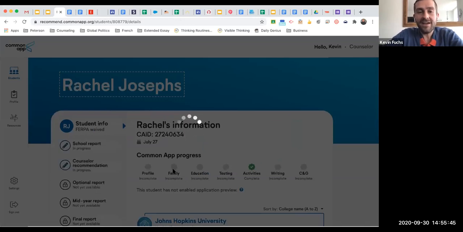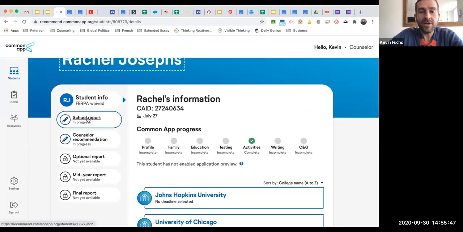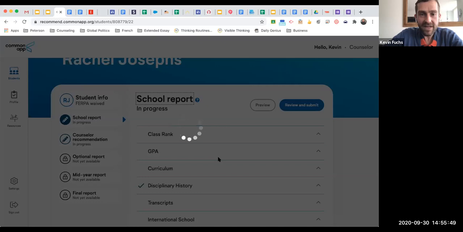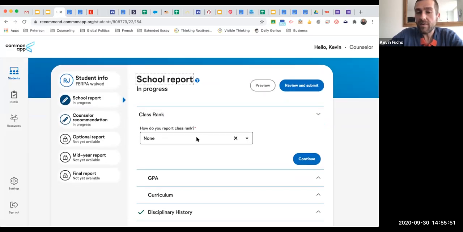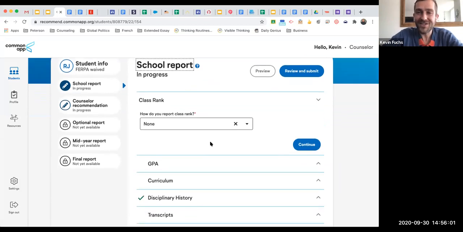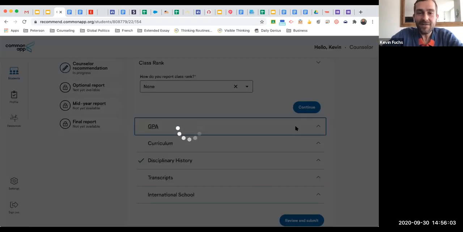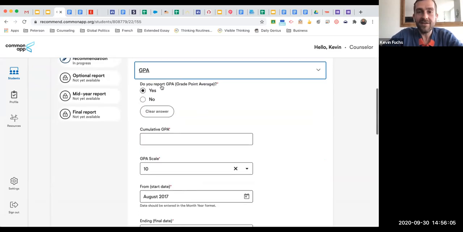Right, so here you can see how she's doing, like the school report. It's still in process because we don't rank, right? Normally, if we would rank, here we could write down exactly how Rachel would rank. Obviously, she would be number one, because we all know Rachel, she's a good student. Here we have to fill out all the information again, right? So do we report GPA? I already said yes, so this is going to be automatically here.